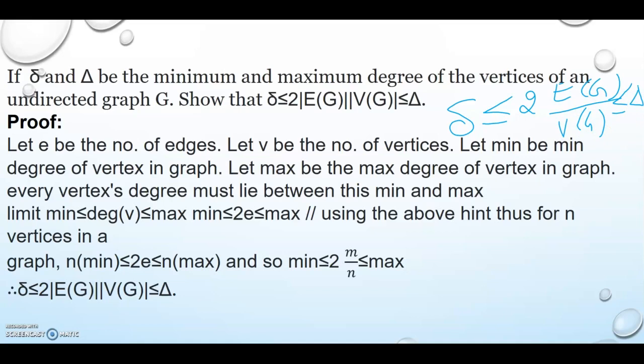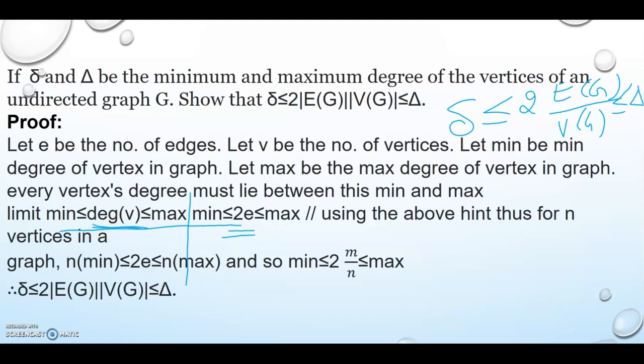We take E as the number of edges and V as the number of vertices. We represent the minimum degree of a vertex in the graph as min, and the maximum degree of a vertex as max, and every vertex's degree must lie between this minimum and maximum limit. So I write minimum less than or equal to degree of V less than or equal to maximum. The sum of degrees is represented by the Handshaking Theorem as 2E. So minimum is less than or equal to 2E, less than or equal to maximum.